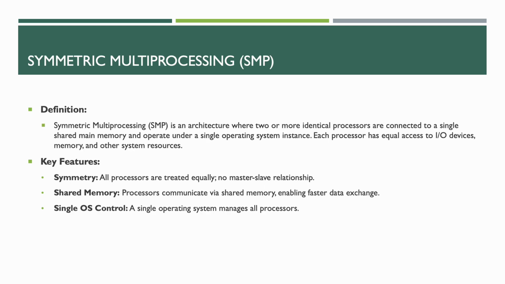Okay, now let's discuss symmetric multiprocessing, a fundamental architecture used in modern multi-core and multi-CPU systems. Now, SMP is a processing architecture where two or more identical processors are connected to a single shared main memory and operate under a single operating system instance. Each processor has equal access to system resources such as memory and I/O devices.